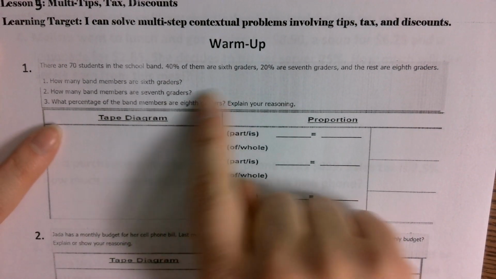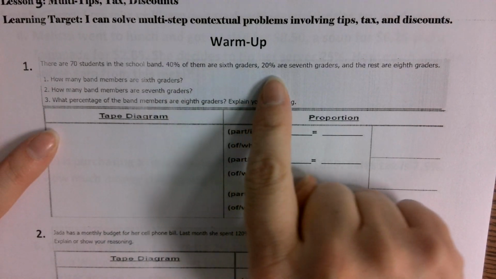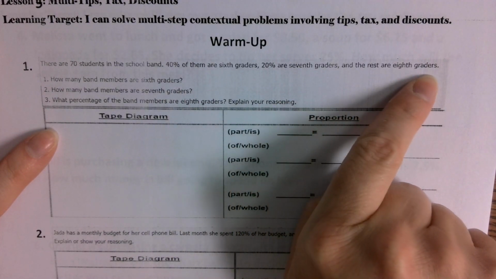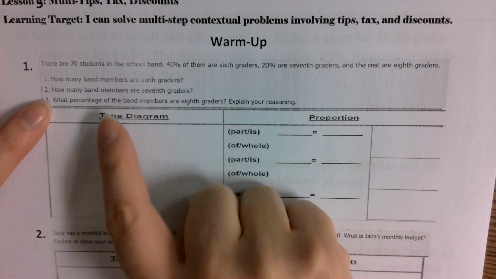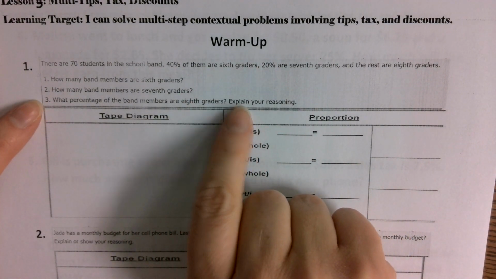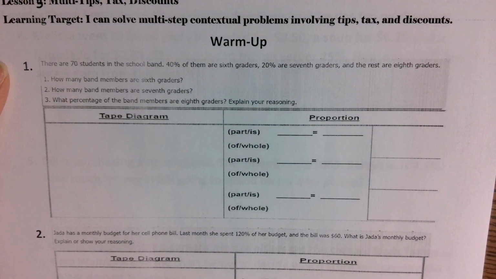So for here, we have 70 students in the school band. 40% of them are 6th graders, 20% are 7th graders, and the rest are 8th graders. So we want to find out how many are in 6th, how many are in 7th, and what percentage of them are going to be 8th grade. So the first thing I'm going to do is use a tape diagram to find out this information.